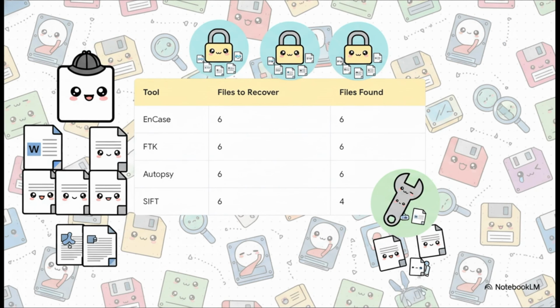Now check this out. This is a little snapshot of the results, and it's really interesting. In this specific test, recovering 6 Word documents that were deleted on a Windows machine, you can see the big 3 tools, EnCase, FTK, and Autopsy, they all found every single file. Perfect score. But the SIFT toolkit only found 4. Now, this doesn't mean SIFT is bad. It probably just means that as a command line tool, it might need a bit more specific instruction from the user, whereas the other tools have automated that part. It just goes to show you, different tools can get you different results.